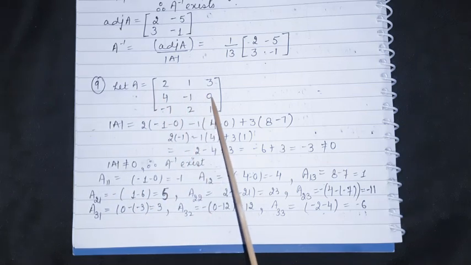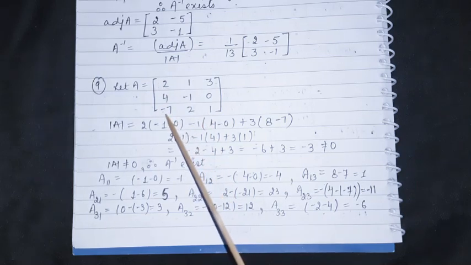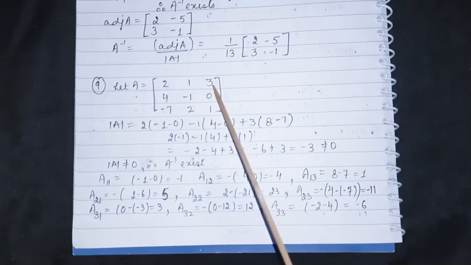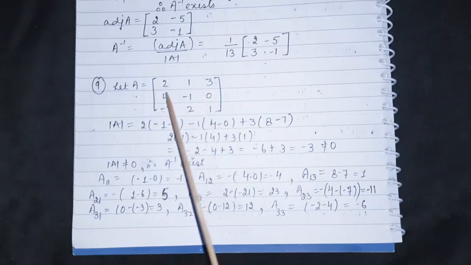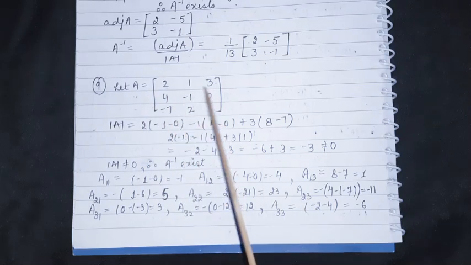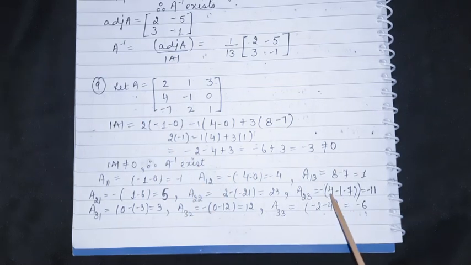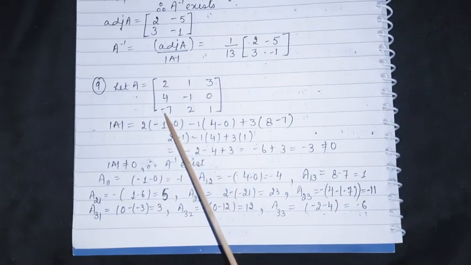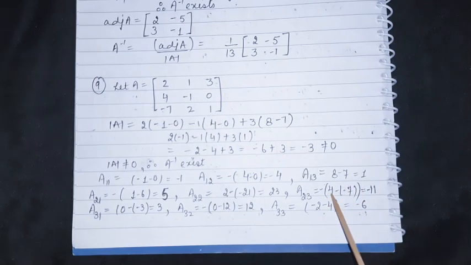Then A22, ignoring second row and second column, 1 into 2, which is 2 minus 7 into 3. So minus of minus 21 will be plus 21, and 21 plus 2 is 23. Then A23, ignoring second row, third column, 2 into 2 is 4 and minus 7 into 1, which is minus 7. So 4 minus of minus 7, and there is one minus outside because of 2 3.